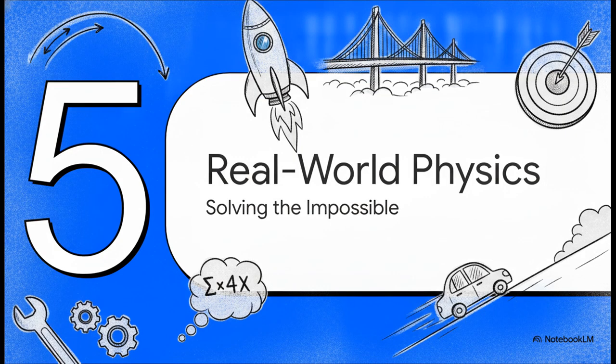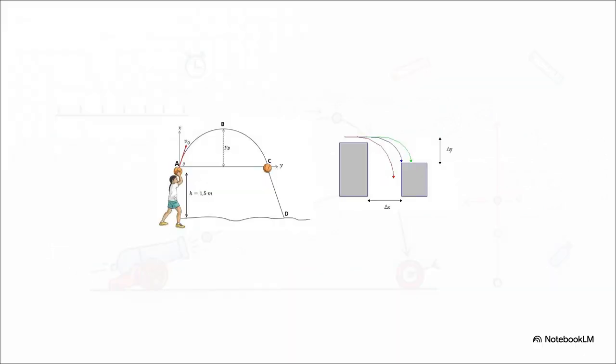Section 5. Real-world physics in action. Solving the impossible. It's time to bring all these concepts and formulas together to solve some actual case studies. Let's compare 2 different types of launches here. On one side, we have a basketball shot, launched at an upward angle. For this, we absolutely have to use our sine and cosine formulas to figure out the starting vertical and horizontal speeds. But on the other side, we have objects being thrown straight outward, purely horizontally off a cliff.